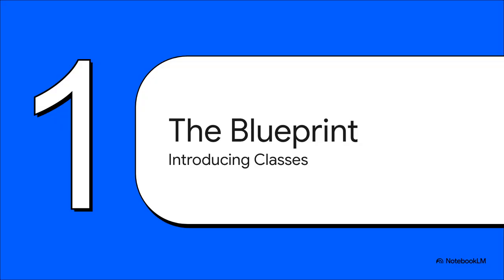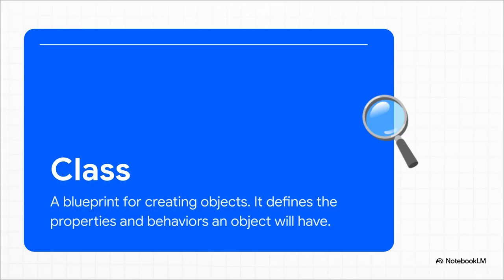Okay, first things first. Let's get right to the heart of it. Before you can build anything, you need a plan, right? So what exactly is a Python class? A class is basically a blueprint. That's the best way to think about it. It's the master plan for creating, well, things, which in the programming world we call objects.